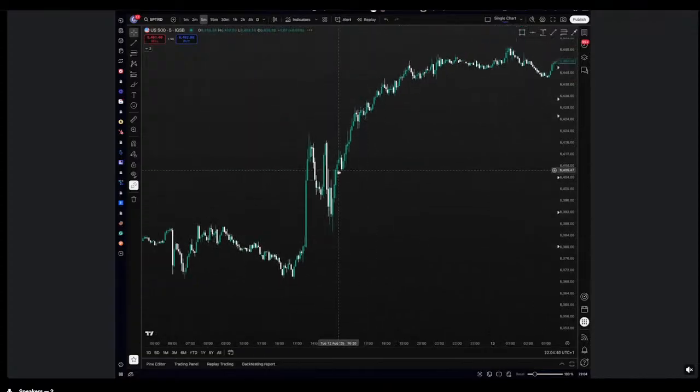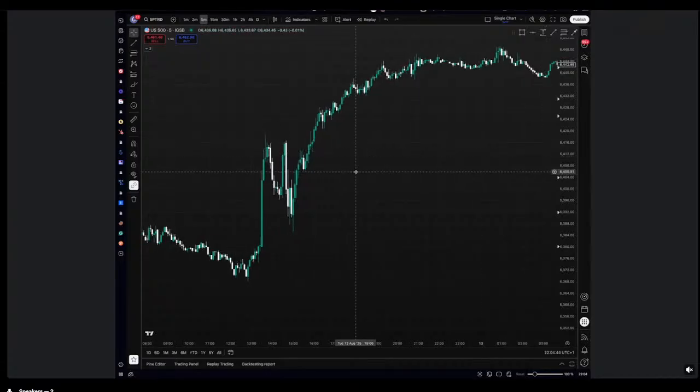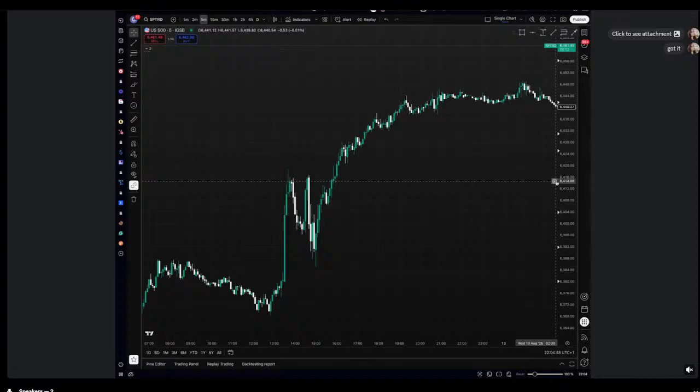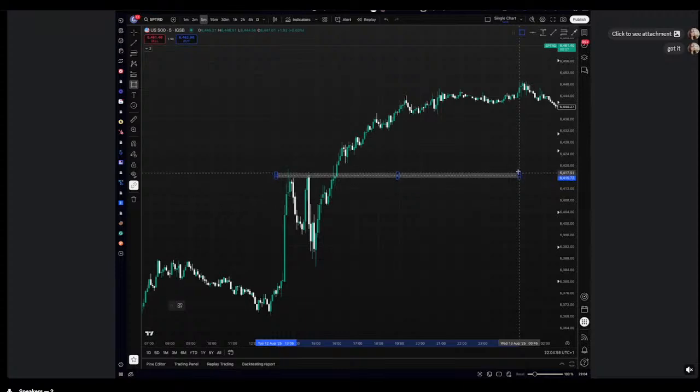Yeah, okay, this was exactly what happened yesterday. Someone asked me about this in DMs, I think. There was this big test level. Can I draw one here for you? Between 6415 and 6420, right?